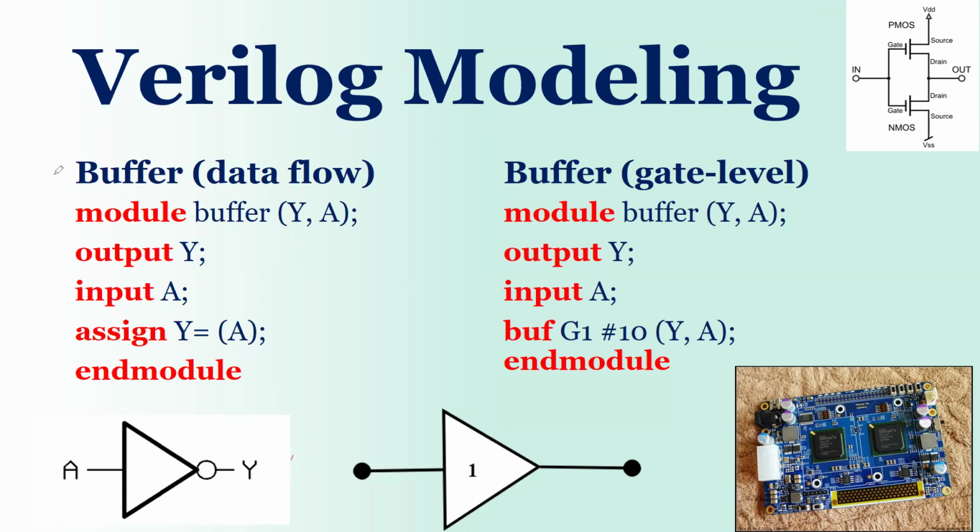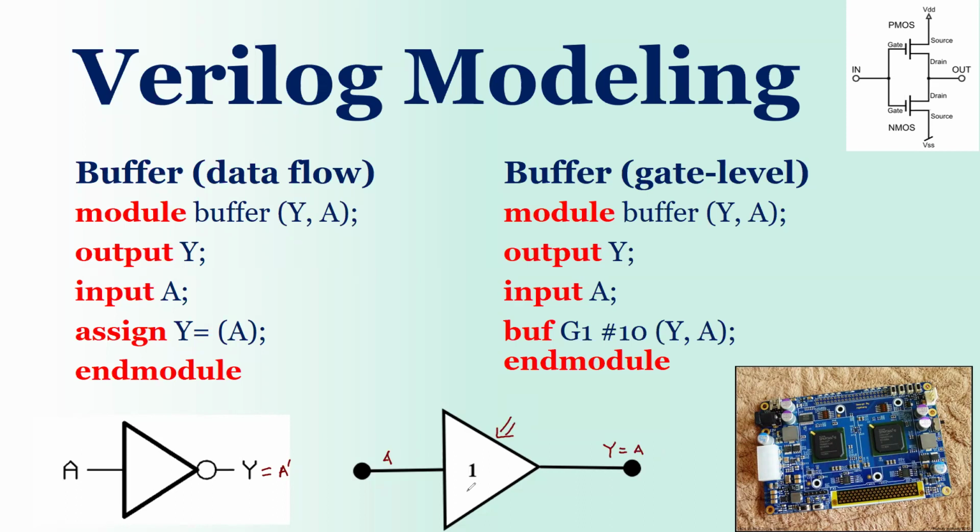Let me write here in a proper way. Y is equal to complement of A. But now in this model, we will understand how to model a buffer circuit, not an inverter. So basically, this is a symbol for the buffer circuit. As usual, you have an input A, you have an output Y, but here the output is not a complement of input, rather it is equal to input.